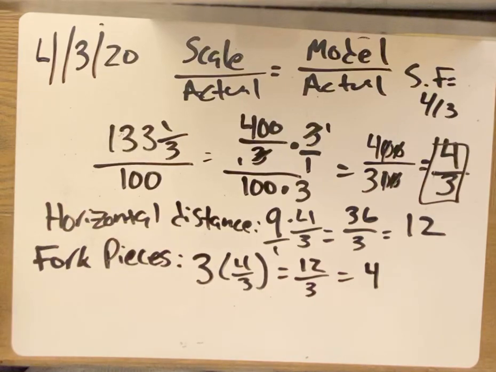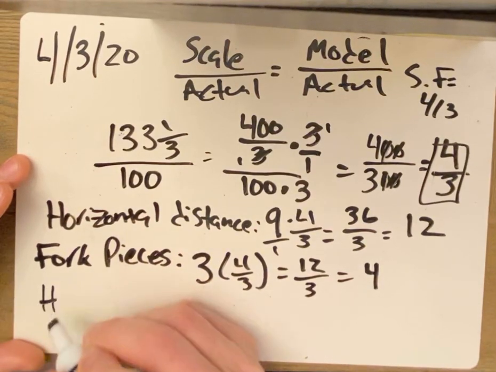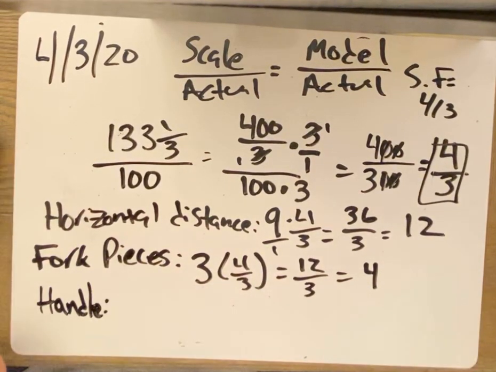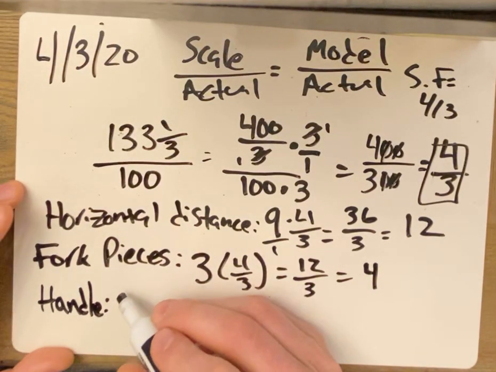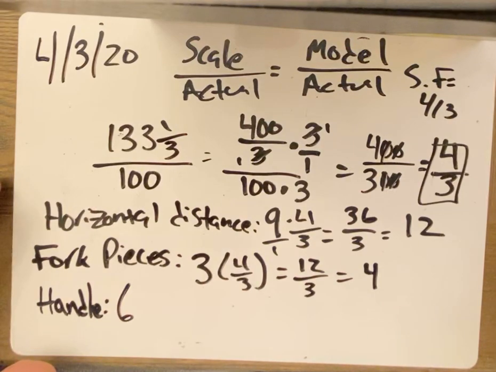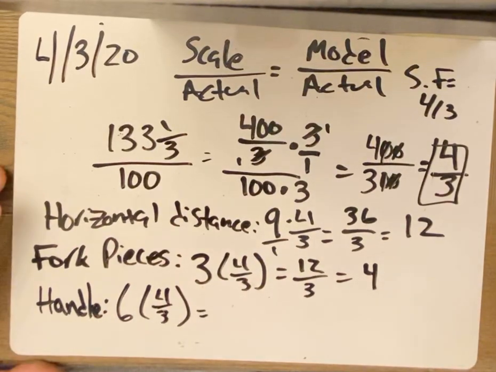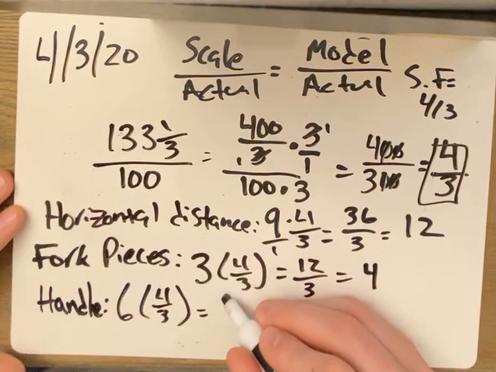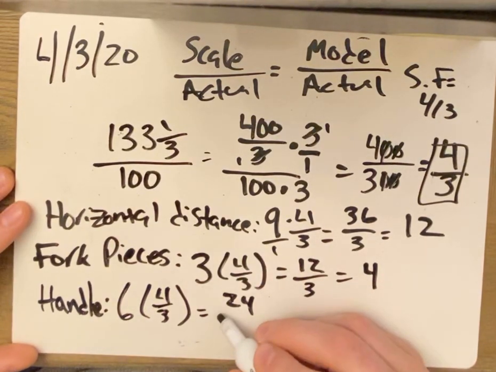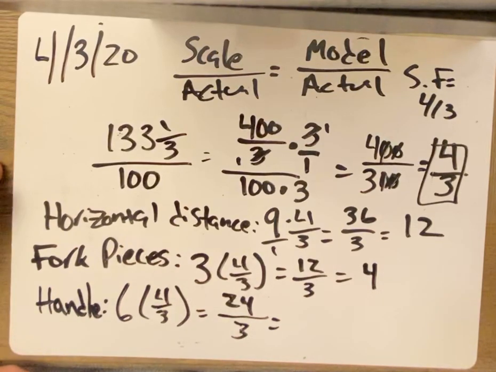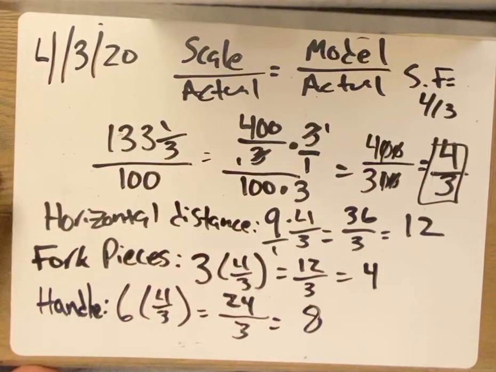And finally, all I have to do now is the handle. The handle's on top of the fork, right, where you eat. So I'm counting the handle. I got 1, 2, 3, 4, 5, 6. So in my original drawing, I got 6 going up, okay? But again, I'm going to multiply by the scale factor, which is 4 over 3. All right, 6 times 4 is 24. 3 times 1 is 3. All right, and 24 over 3 is really just 24 divided by 3, okay?